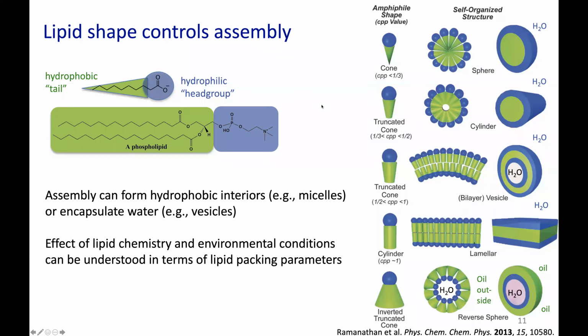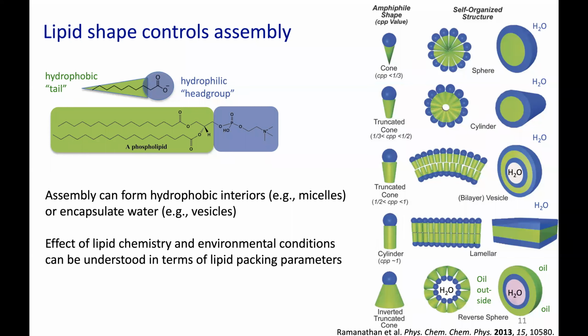Physical chemists like to look at the shape in terms of a critical packing parameter. Basically, you can see this on the right-hand side of this figure. And these will form characteristic assembly types that you can predict based on the shape of the individual molecule. Cone-shaped molecules will form micelles, while cylindrical ones form bilayers, which are needed for vesicles. Anything that changes the molecular shape can change the assembly.